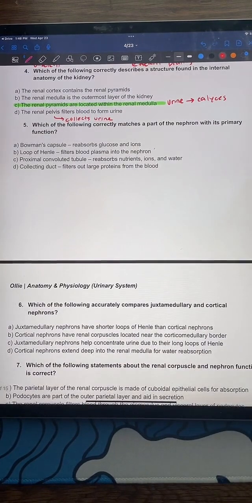Number 5, which of the following correctly matches a part of the nephron with its primary function?